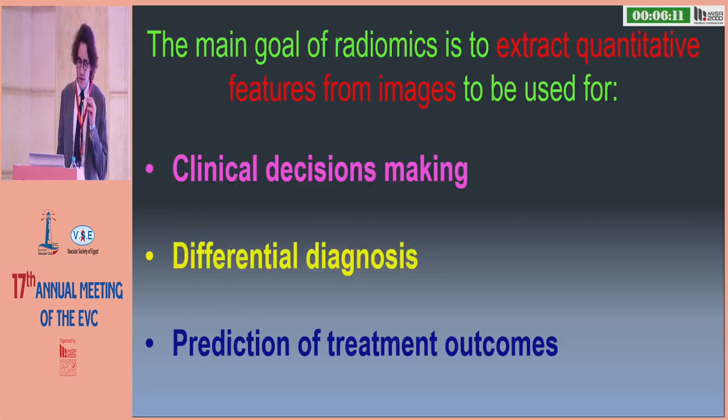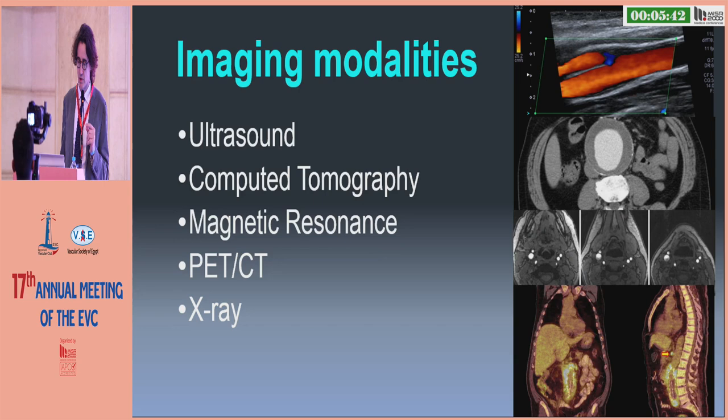So, again, first of all, we want to extract quantitative features from images. Images that we are looking at, imagine a CT scan, have, from our perspective, a limited potential to interpret what we see. Through radiomics, we can get more information that we are not able to see with the naked eye. So this can be used in clinical decision-making, in differential diagnosis, and also to predict outcomes in our patients.